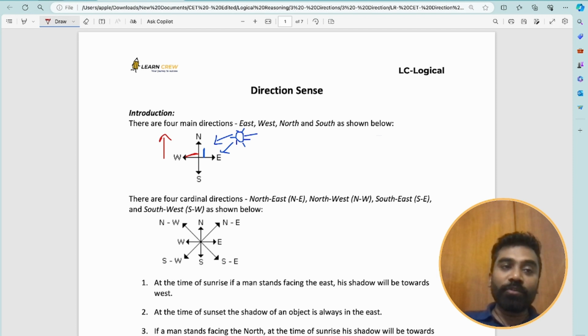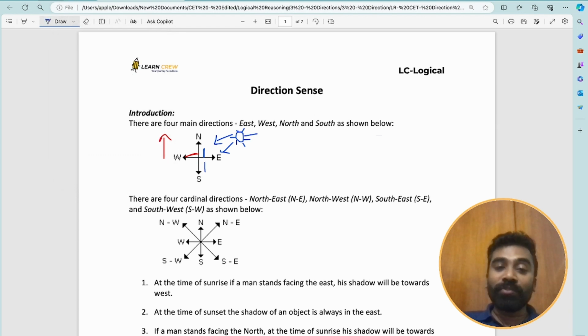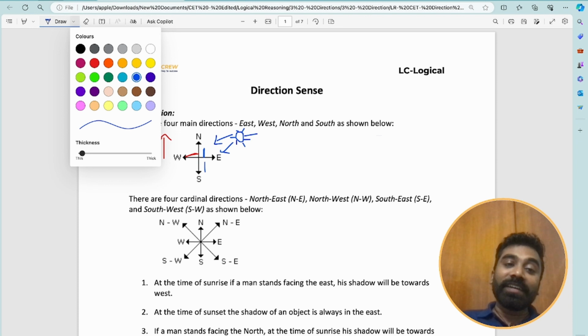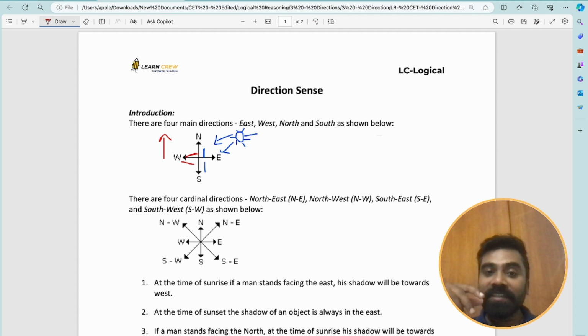What if the person is facing south? Yes, you got it right. If the person is facing south during sunrise, his shadow is going to again fall on the west side, but for this person who is facing south, it is going to be his right. So whenever a person is facing north and it is sunrise, his shadow is going to fall on his left. If the same person is facing south, his shadow is going to fall on the right side.